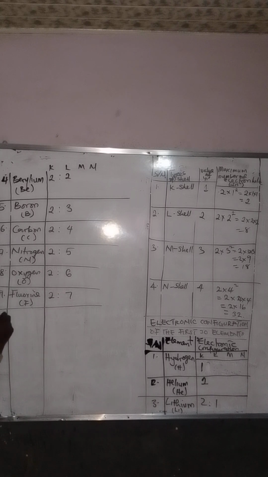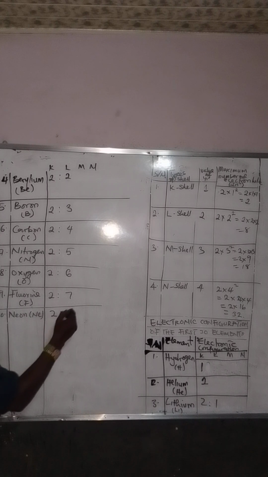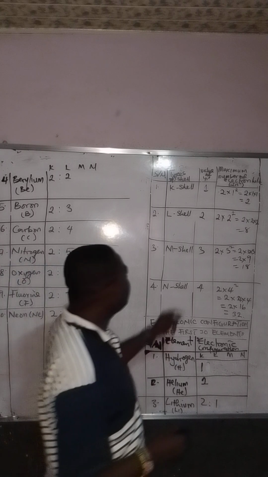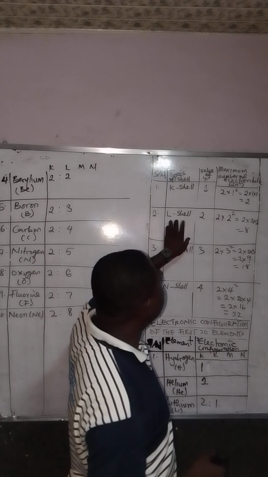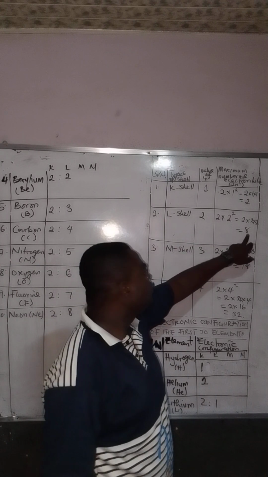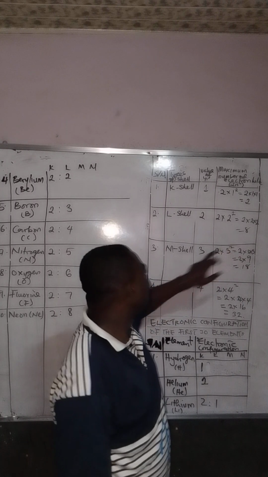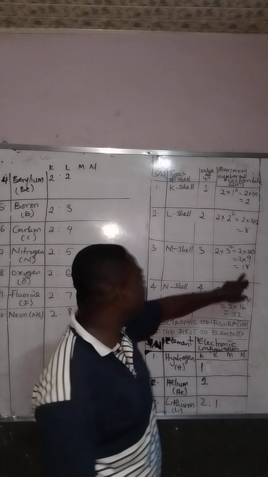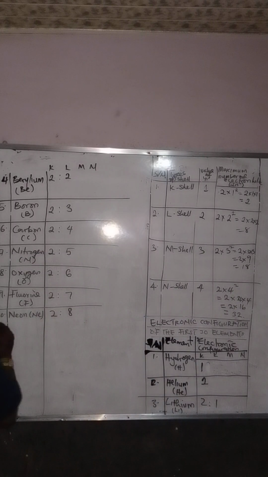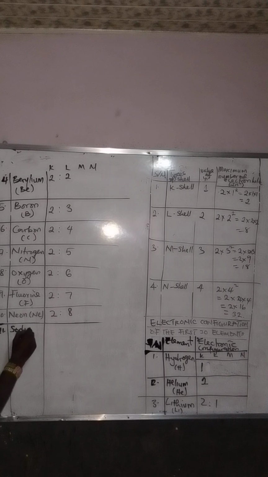Then number 10 is neon. Neon, Ne, has 10 electrons. 2 will stay here, 8 will stay here. Don't forget that we have said that the maximum number of electrons that L shell can carry is what? Is 8. So any other one that will have more than that will be going to M shell, which can carry 18 electrons. So the next one is 11, that's sodium.